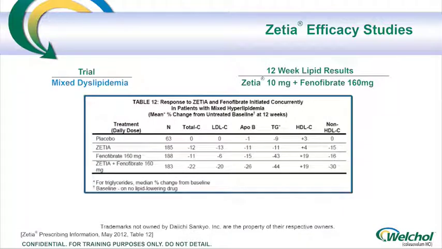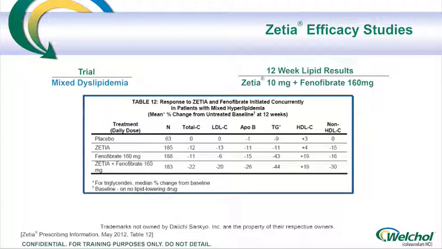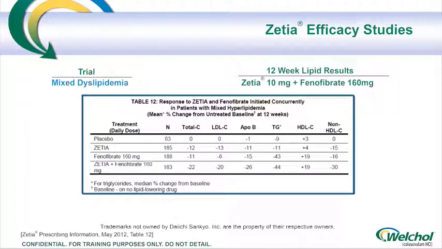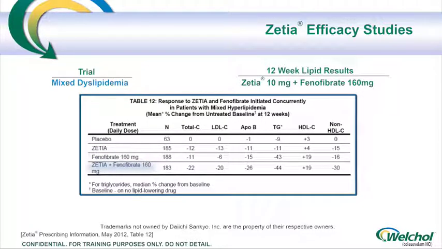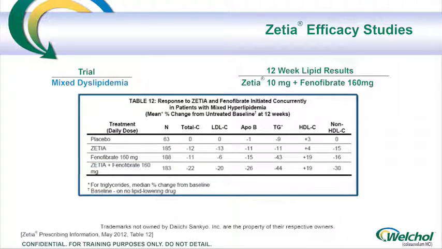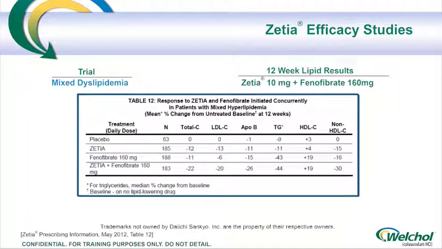Zetia was studied in combination with fenofibrate in a multi-center, double-blind, placebo-controlled clinical study in patients with mixed hyperlipidemia. 625 patients were treated for up to 12 weeks and 576 for up to an additional 48 weeks. Patients were randomized to receive placebo, Zetia alone, 160 milligrams fenofibrate alone, or Zetia and 160 milligrams fenofibrate in the 12-week study. After completing the 12-week study, eligible patients were assigned to Zetia co-administered with fenofibrate or fenofibrate monotherapy for an additional 48 weeks.